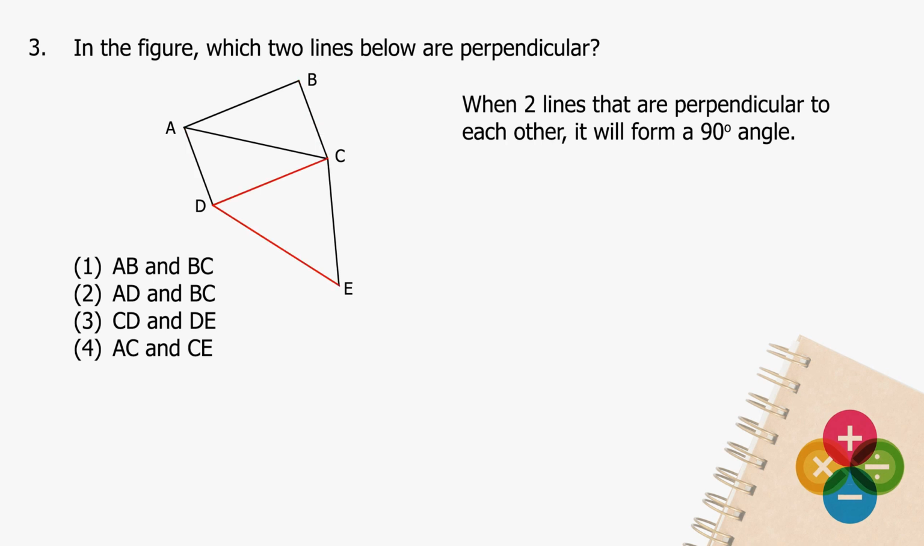Let us take a look at answer 3. Line CD and line DA meet at point D. These two lines form a smaller than 90-degree angle at the intersection. Let us take a look at answer 4. Line AC and line CE meet at point C. These two lines form a greater than 90-degree angle at the intersection. Going through the 4 answers, the line AB and BC form a 90-degree angle at the intersection. The answer is 1.